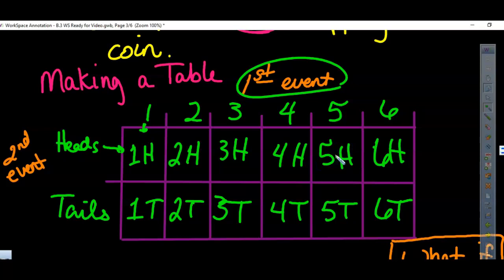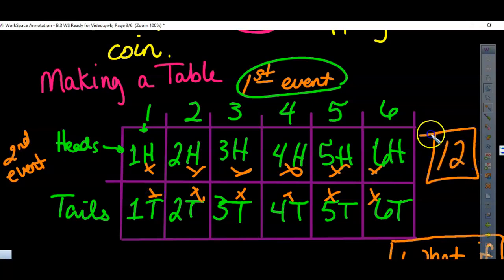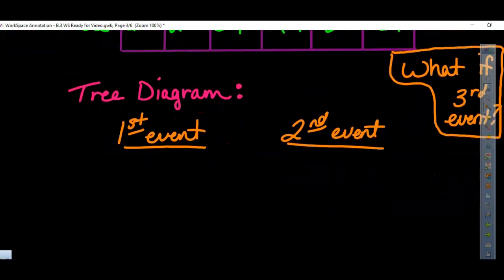Okay. So again, from this table, we can count how many there are. We have 1, 2, 3, 4, 5, 6, 7, 8, 9, 10, 11, 12 different outcomes when we roll a die and flip a coin. 12 different things can happen. Okay. How would this look in a tree diagram?